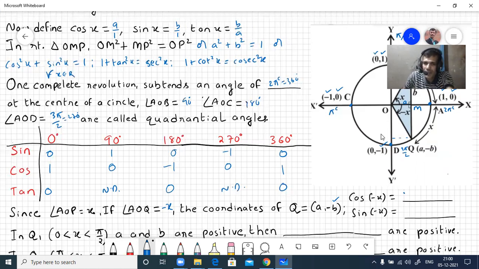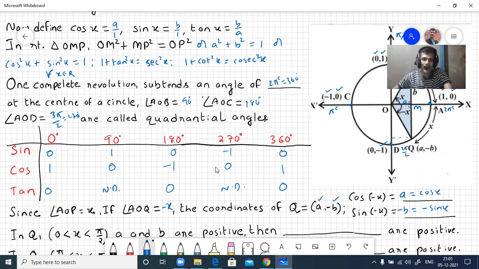See, cos x is described by the x coordinate, no? A it is. So cos x is A, and cos minus x is cos x itself. For sine minus x, the second coordinate describes the sine value. It is minus B, and B is nothing but sine x. So sine minus x is minus sine x. This result will help you in a lot of problems.